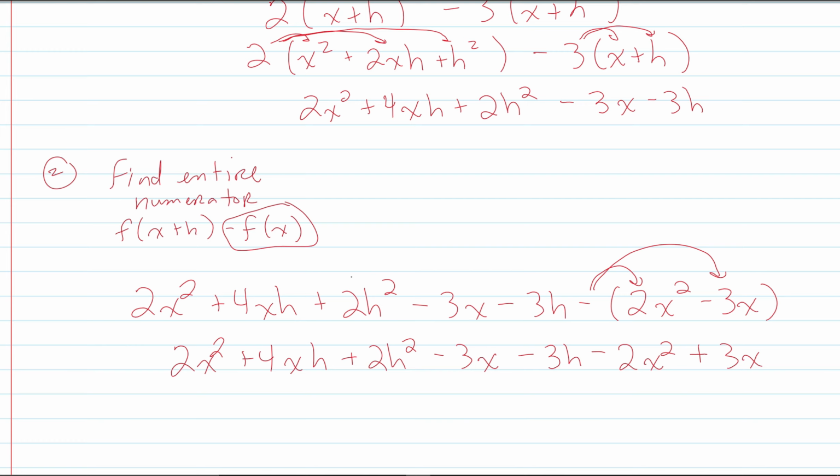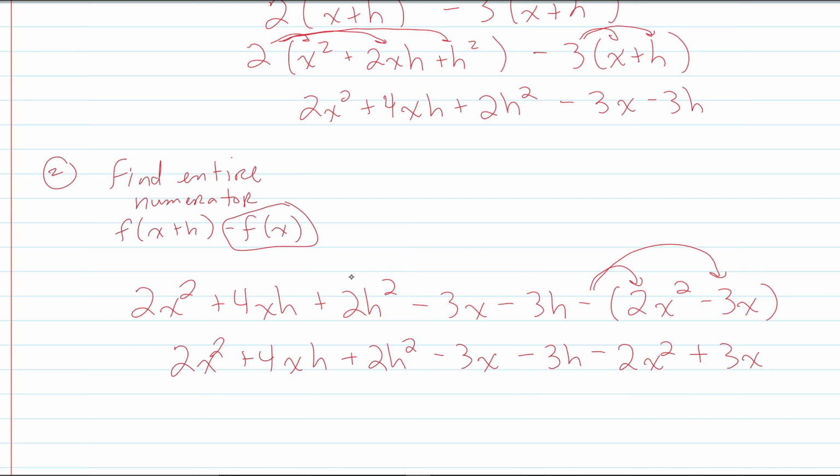And I apologize, that's not 3x. I'm sorry, yes, it's positive 3x. So I want to make sure I get my signs right. Negative times negative makes that a positive 3x. All right. And then what I want to do is combine like terms wherever I see them.